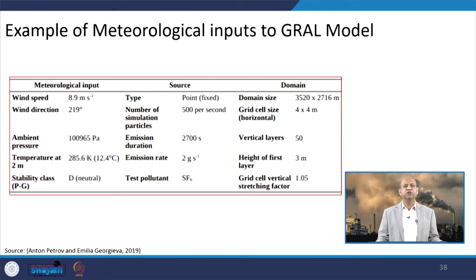Well, the typical example of a meteorological input in this particular model is given in this table. You can see the wind speed, wind direction, and then the type like point source or something, domain size, grid cell size, vertical layers, all those things are given here, which are typical input parameters for this GRAL model.